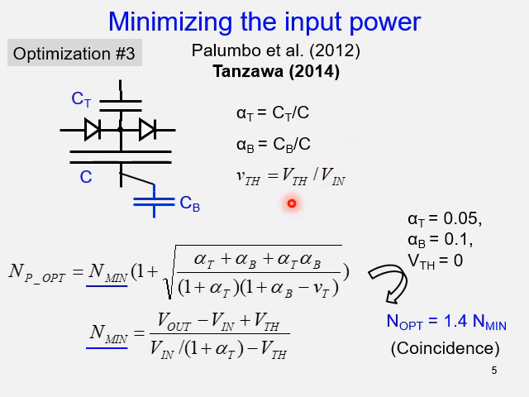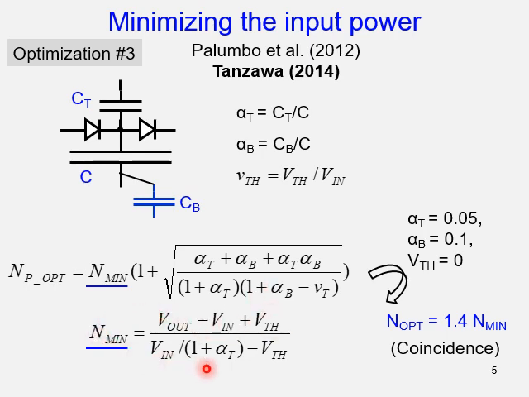If your concern is minimizing the input power under a given output current, then you should select the minimum number of stages like this, and the optimum number of stages is this. This is the same as the case to minimize the rise time, but that's just a coincidence because the approach was very different.